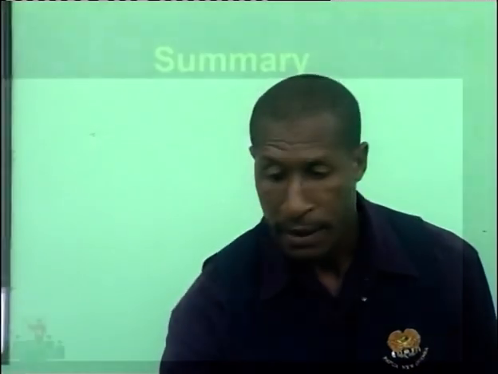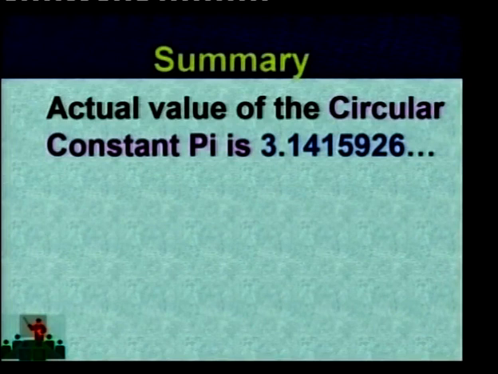Now we are coming to the summary. To sum up the lesson, I would like to give you the actual value of pi. The actual value for pi is 3.1415926. And the actual name for pi is called circular constant. Okay, receiving teachers, the actual name for pi is called circular constant. And the value is 3.1415926. That is the actual value of pi.